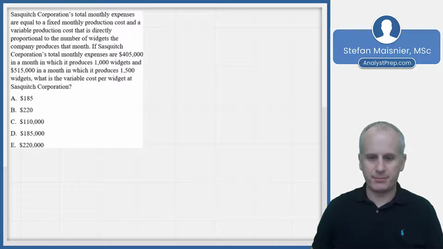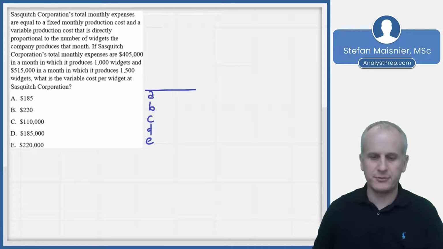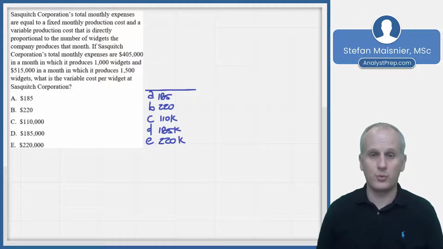Here we have a sample problem solving question. So we'll set this up the same way we do every time. Answer choices listed vertically for possible process of elimination with a little line over top for what we're being asked to solve for. And in this case, we've got real numbers. So we'll write those out too. So we've got 110,000, which I can just shorthand as 110K, 185,000, which I can shorthand as 185K, and 220,000, which I can shorthand as 220K.